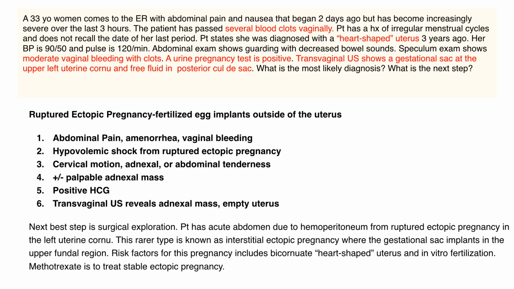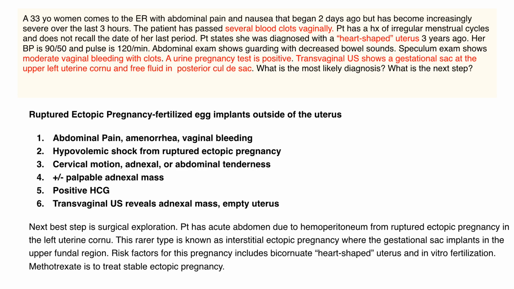Her BP is 90 over 50 and pulse is 120 per minute. Abdominal exam shows guarding with decreased bowel movements. Speculum exam shows moderate vaginal bleeding with clots. A urine pregnancy test is positive. Transvaginal ultrasound shows a gestational sac at the upper left uterine cornu, which is the horn, and free fluid in the posterior cul-de-sac. What is the most likely diagnosis? What is the next step?